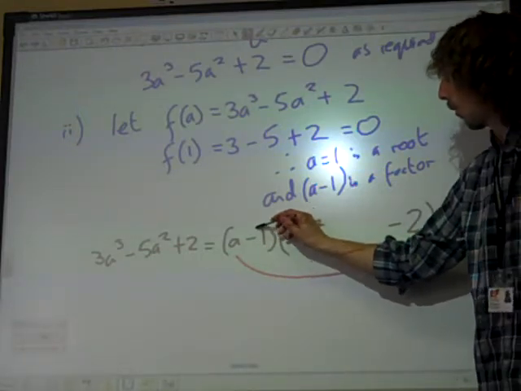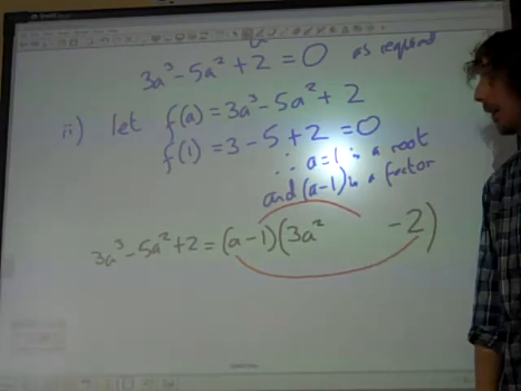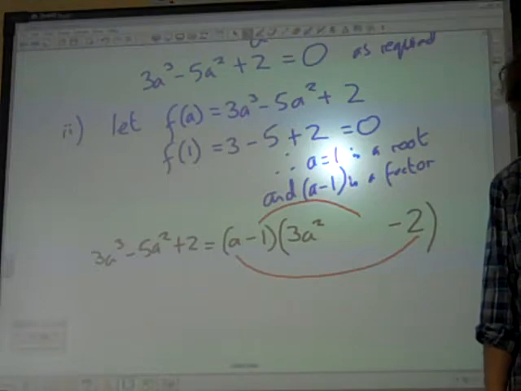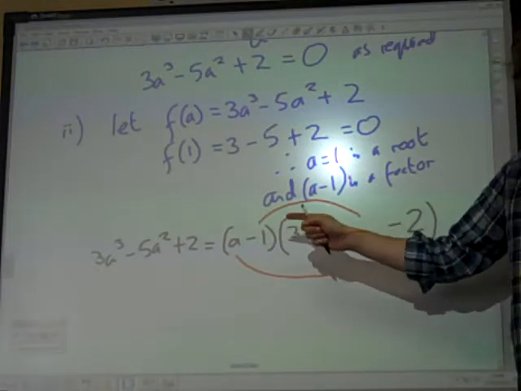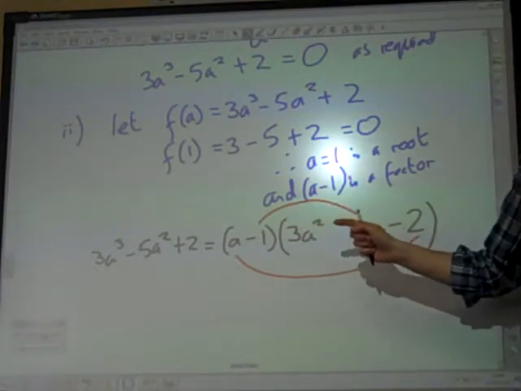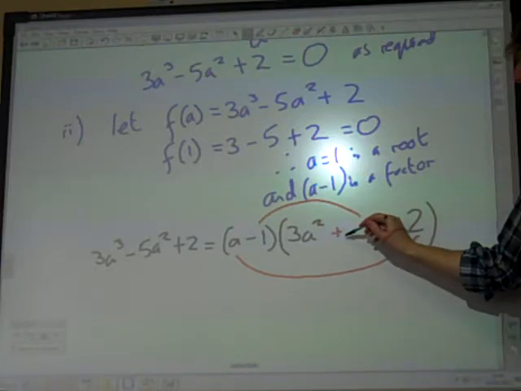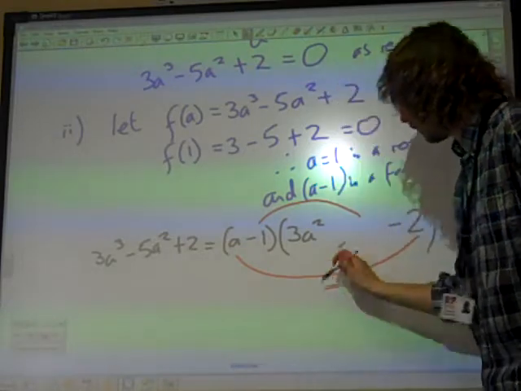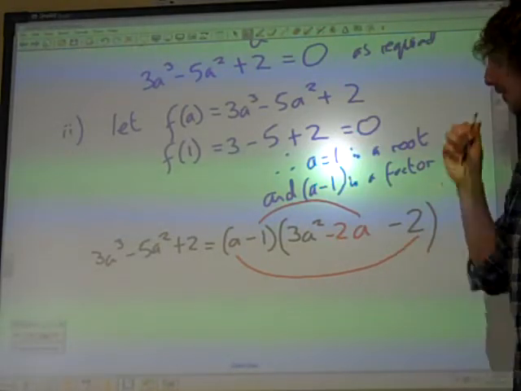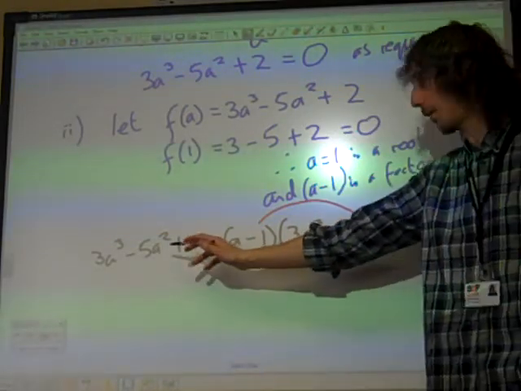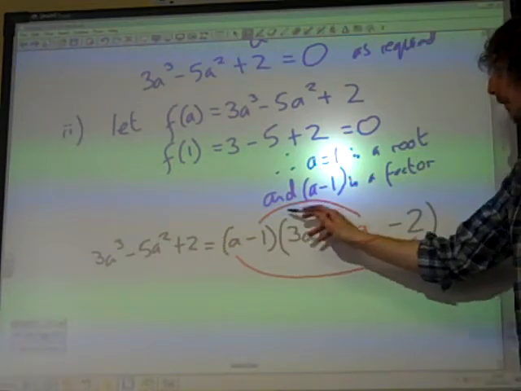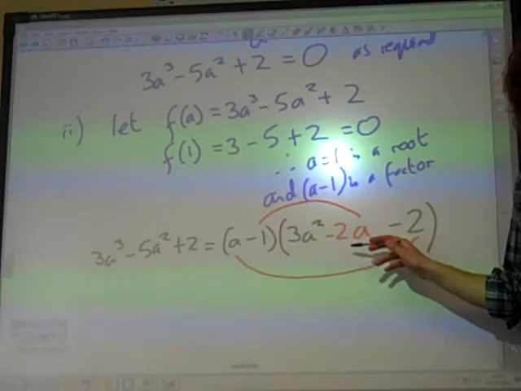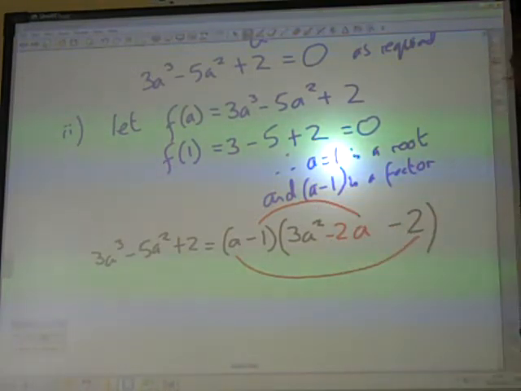I need minus 1 times this bit here to leave me with 0. I've got minus 2, minus 1 times minus 2 would make it plus 2, that would get me there. That must, I just said minus and not plus. That must be a minus 2a in the middle. Let's check it. We're supposed to have minus 5a squared. We've got minus 3 of them from that bit. This would give us another 2a squared to take away. That's the minus 5a squared that we want.